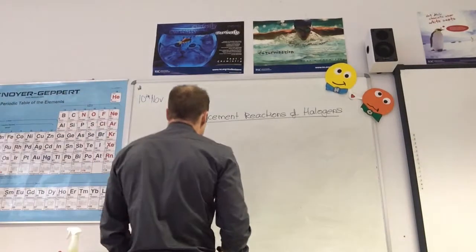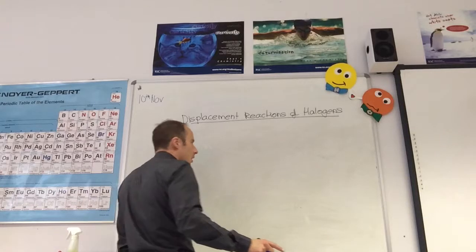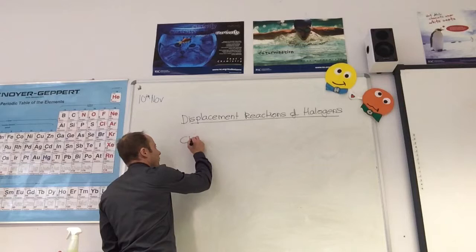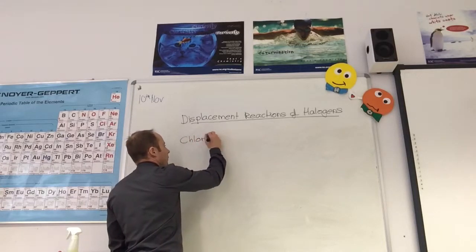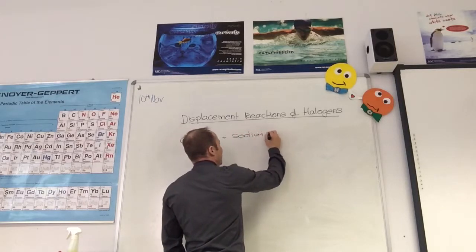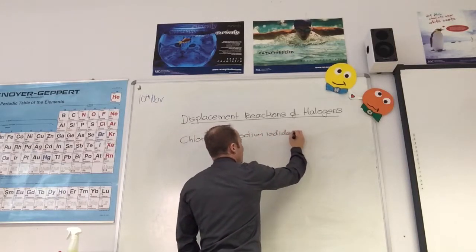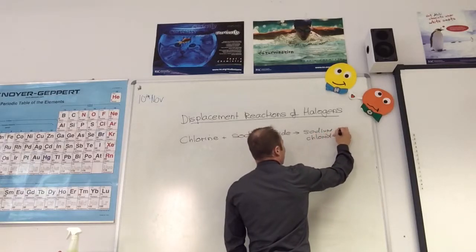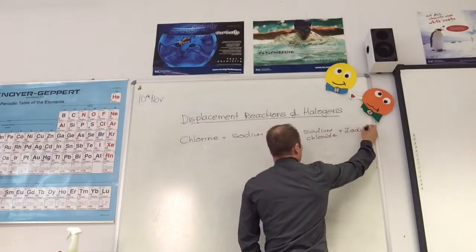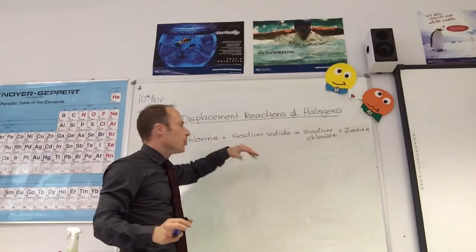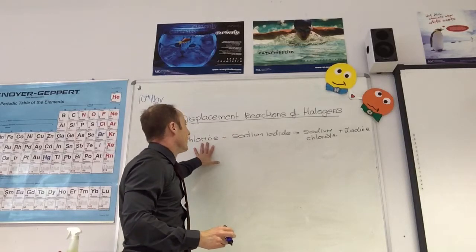Okay, so that was chlorine with a bromide. What we'll do now is the next one, which is going to be chlorine with sodium iodide, and we'll be able to whiz through these more quickly now. That's going to give me sodium chloride plus iodine. How do I know that reaction will work? Well, iodine is lower in the group than chlorine, so chlorine is more reactive.